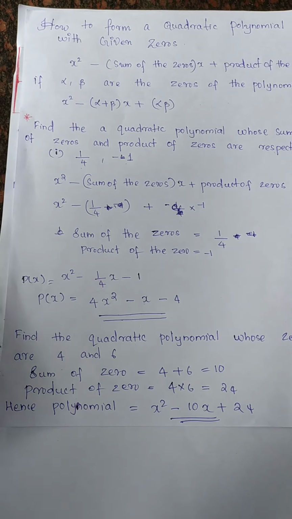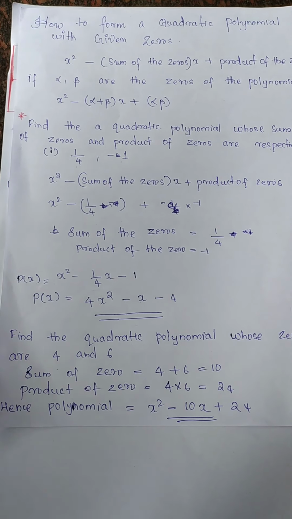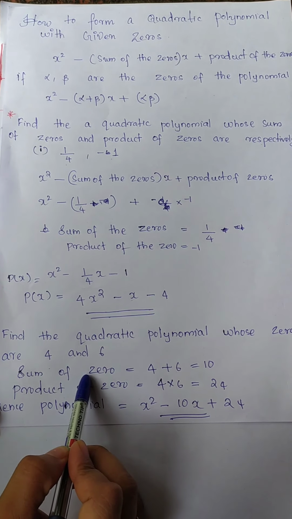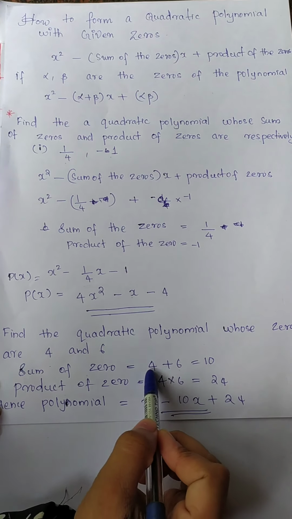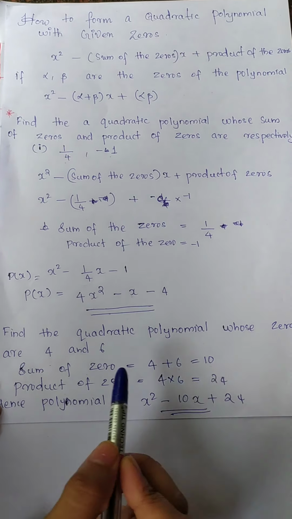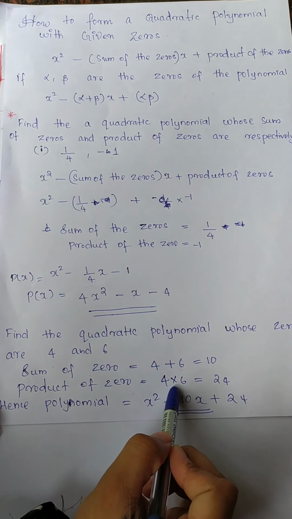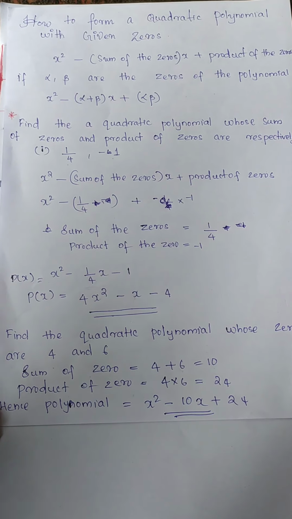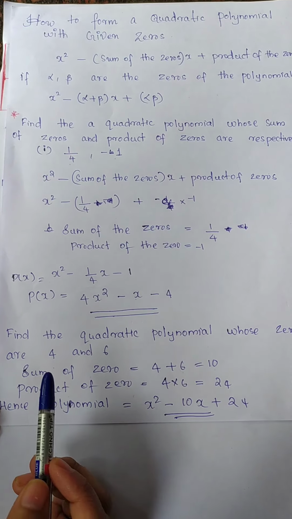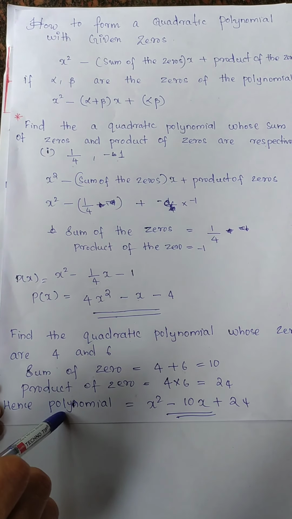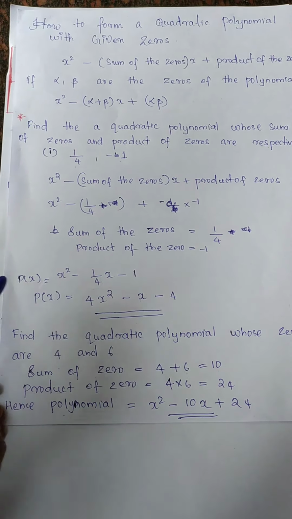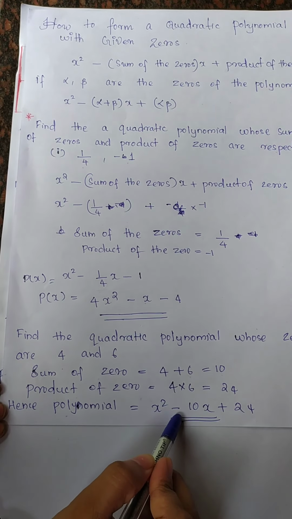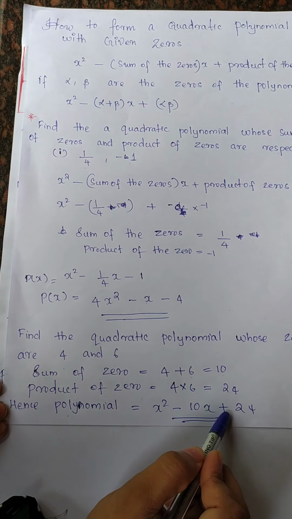So what do we have to do? We have to find the sum of the zeros and the product of the zeros, and then form the polynomial. Sum of the zeros means 4 plus 6, which is equal to 10. Then the product of the zeros is 4 into 6, which is equal to 24. Then what is the required polynomial? It is x square minus sum of the zeros x plus product of the zeros. So hence the polynomial is x square minus 10x plus 24.